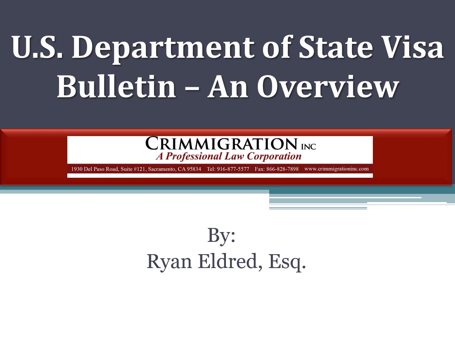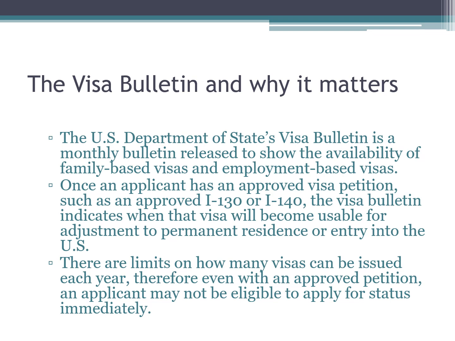The U.S. Department of State's Visa Bulletin, an overview. The Visa Bulletin and why it matters. The U.S. Department of State's Visa Bulletin is a monthly bulletin released to show the availability of family-based visas and employment-based visas in the United States.